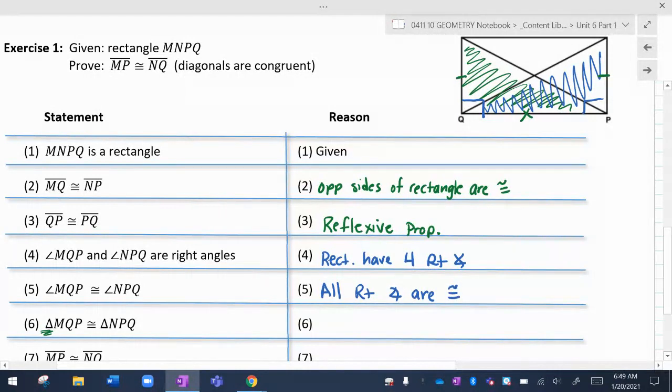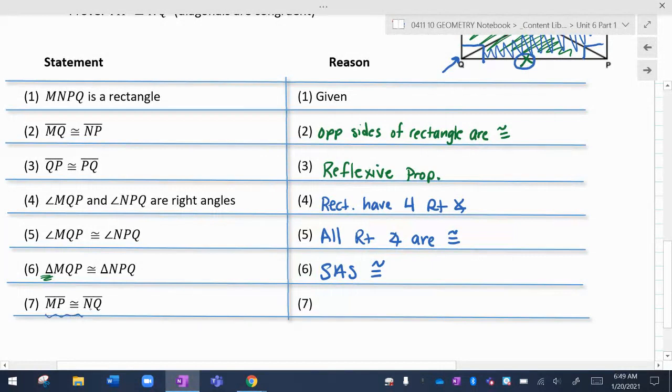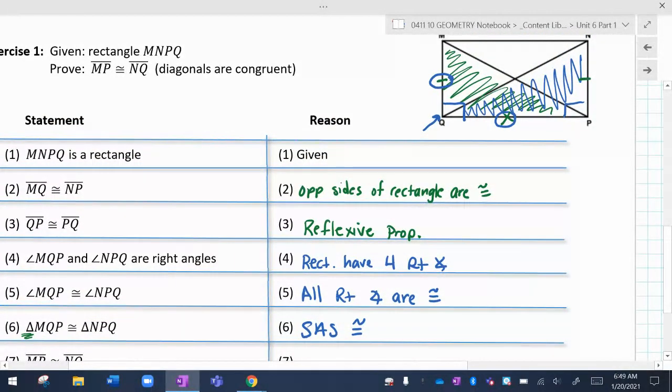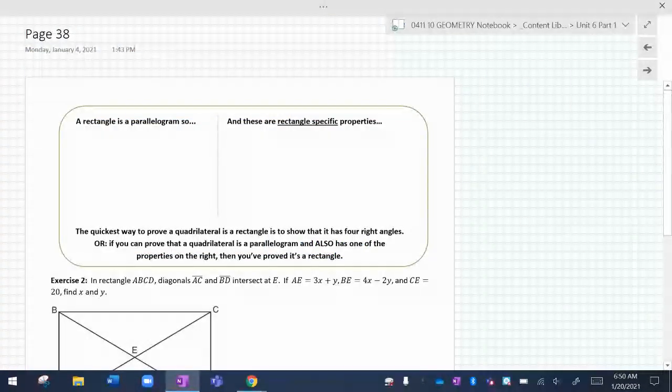And if I look at my picture now, I have this side, I have that side, and I have the angle right between them. So this triangle is congruent to the other one by SAS. And then by SAS, I have congruent triangles, which means all their parts are equal. And MP, let me erase this so I can clearly highlight it here, MP would be congruent to QN by CPCTC. All right, so we just proved that last property of a rectangle.